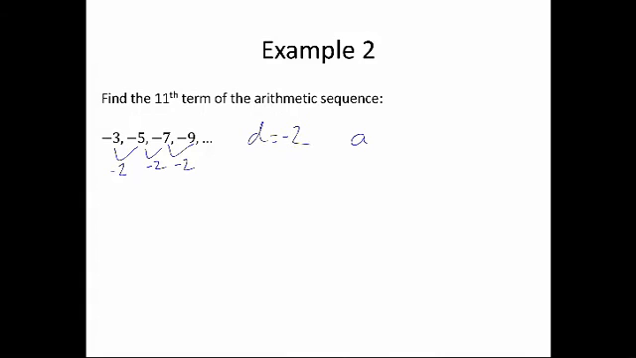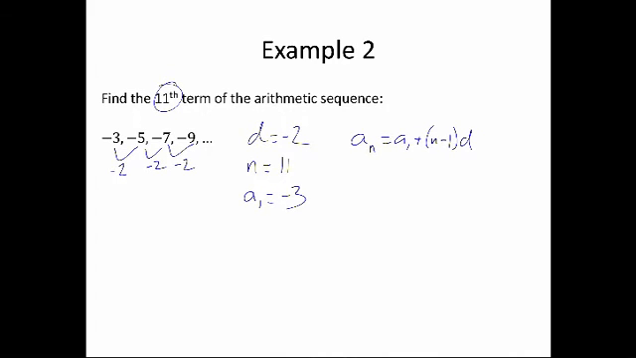Kind of got ahead of myself. Probably should write the whole equation: a sub n equals a sub 1 plus n minus 1 times d. We're going to try to fill in as much as we can. So we found our common difference is -2. n is the number, kind of like your place in line, that we're trying to find. We're trying to find the 11th term, so we're going to plug in 11 wherever we saw n. And a sub 1 is the first term in that sequence, and in this case it's -3.